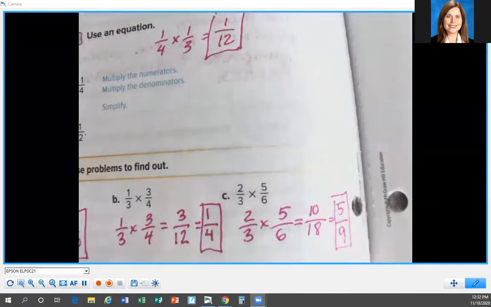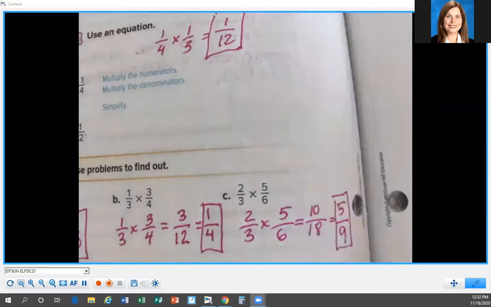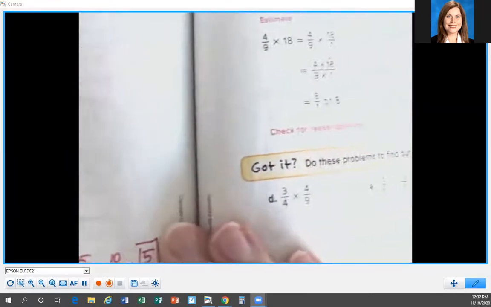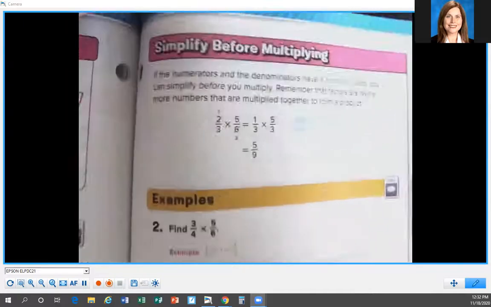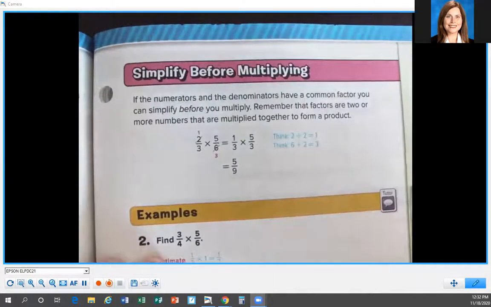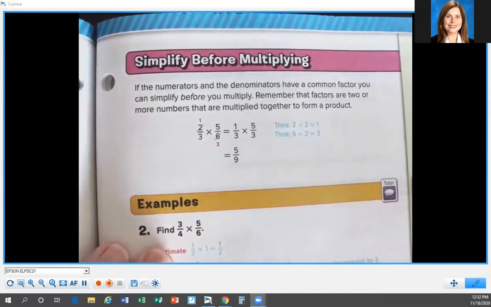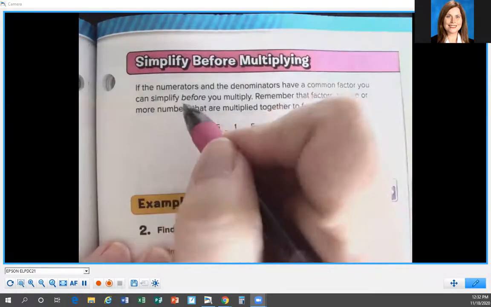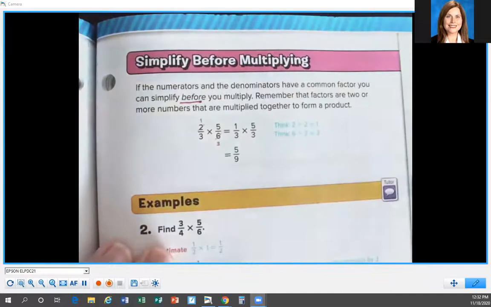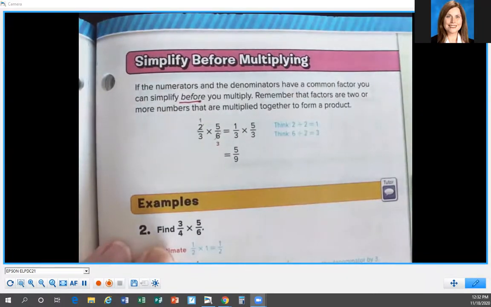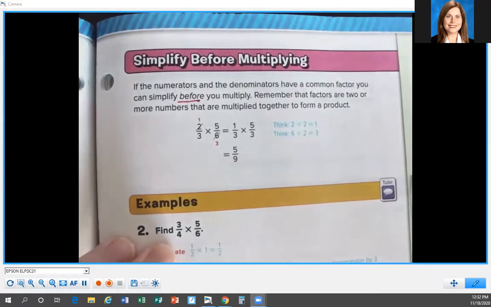All right, let's go to the top of page 275. All right, so now we're going to talk about some cross canceling. Simplify before multiplying. If the numerators and denominators have a common factor, you can simplify before you multiply. Remember that factors are two or more numbers that are multiplied together to form a product, okay?